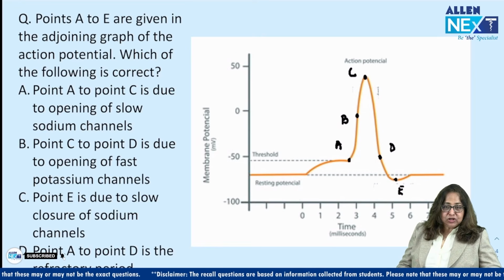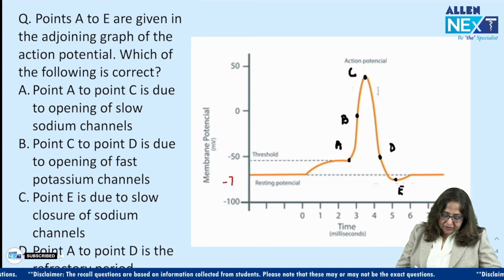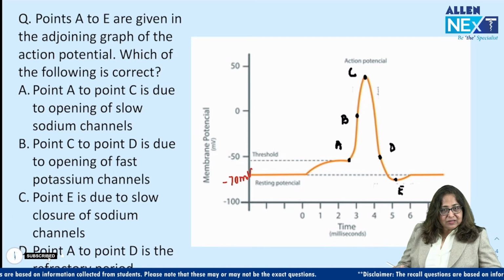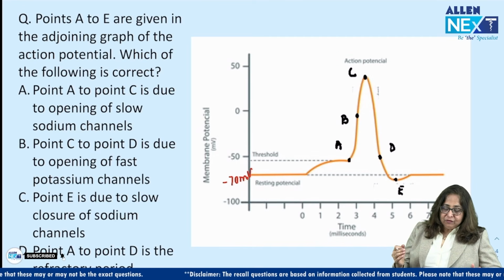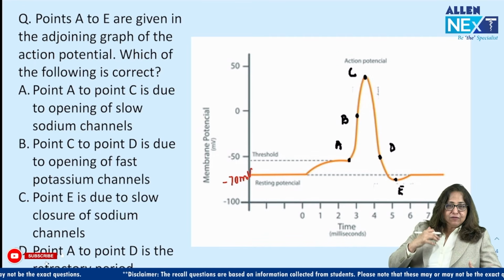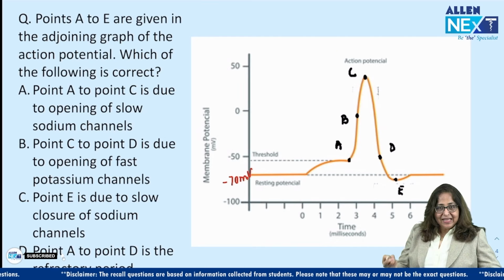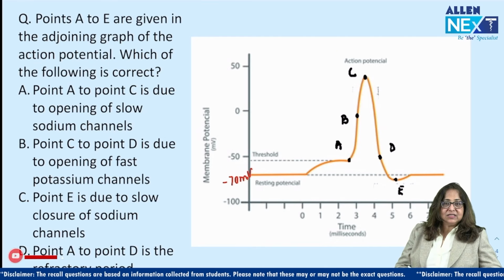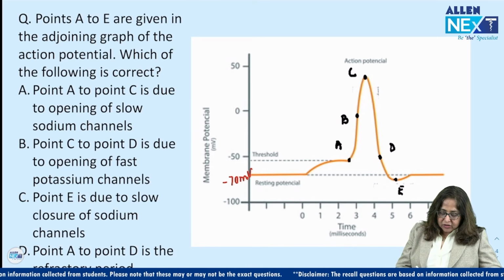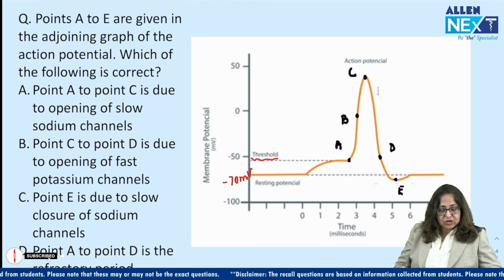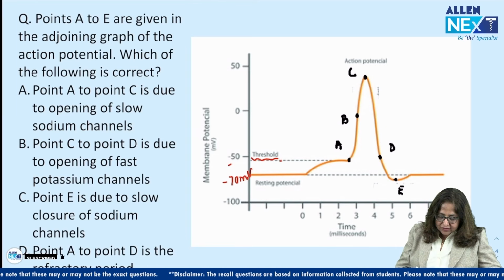Now, this is the action potential. The resting membrane potential of most neurons is minus 70 millivolts. When you give a stimulus, there is opening of voltage-gated sodium channels. Opening of voltage-gated sodium channels means there is influx of sodium. The cell will gain positive charge. The potential of the cell now moves from a more negative to a less negative value. It goes to the threshold level, which is usually minus 55 millivolts.